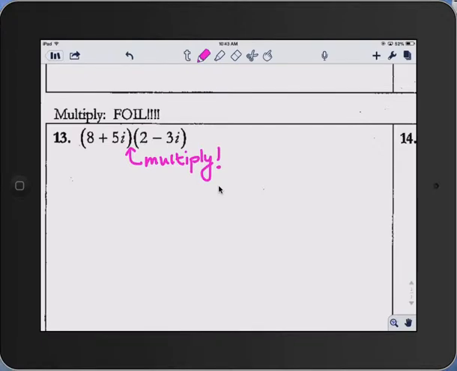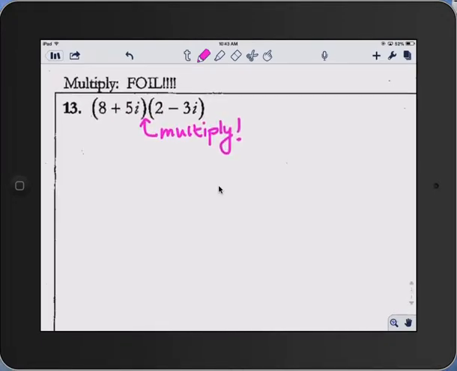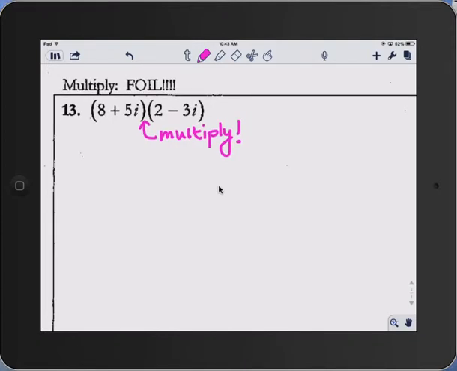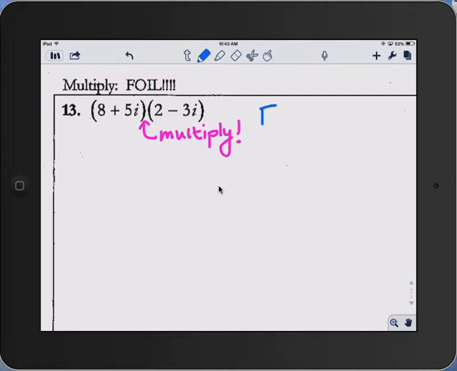And when you're multiplying, you have to treat the two imaginary numbers just like you would if they were binomials. Now again, remember I told you that i is not a variable, but it kind of acts like a variable sometimes. So when we multiply, we're going to have to FOIL. So first, 8 times 2, 16. Outer, 8 times negative 3i would be negative 24i.